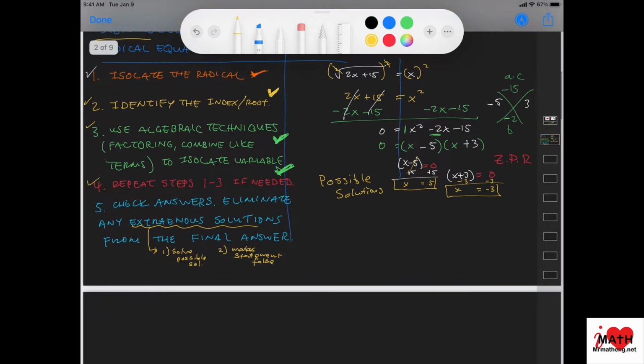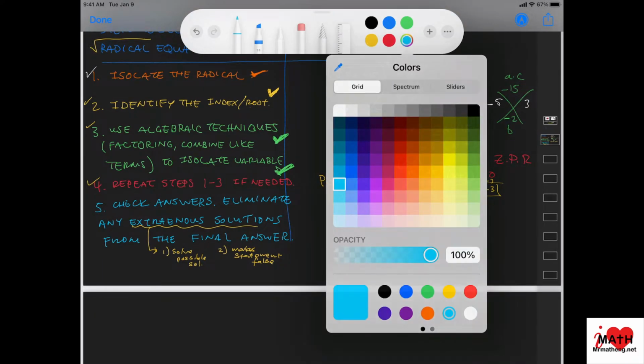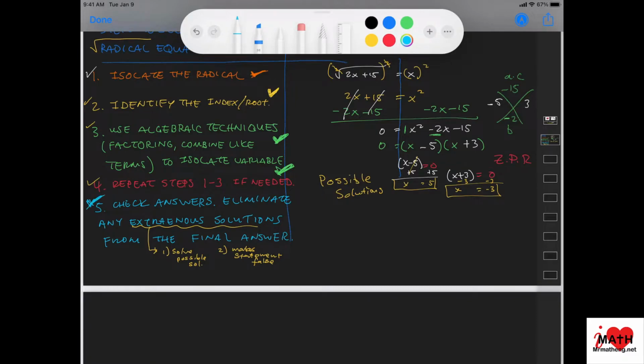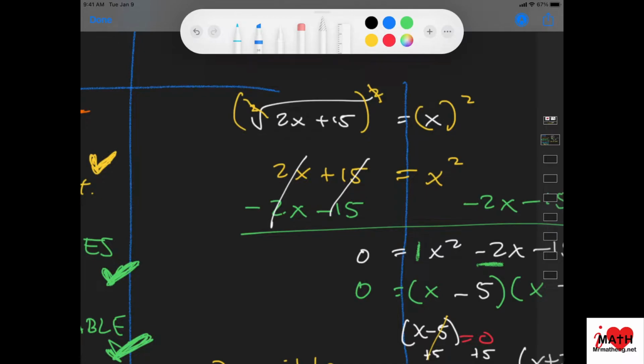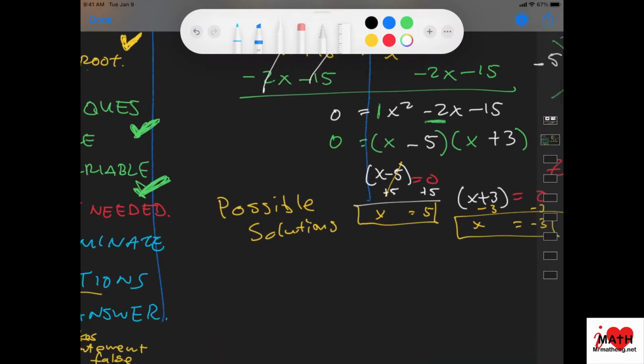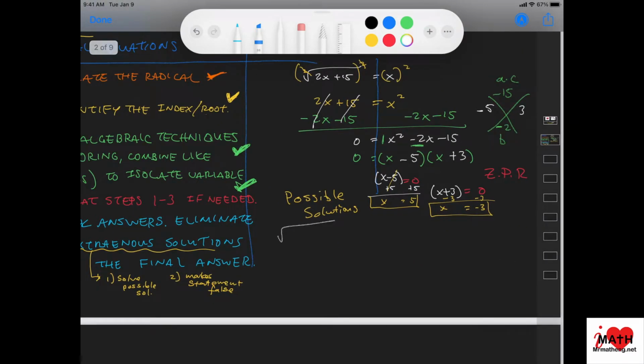Okay, now in light blue, change my pen. We need to now check our answers. Eliminate any extraneous solutions from the answer. So basically what I'm going to do is take the original problem and just write it down over here. I'm going to do it twice. Square root of 2x plus 15. Is that equal to x? So what we're doing here is we are checking.